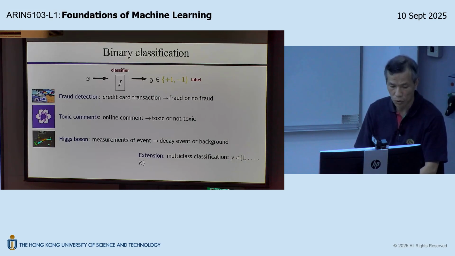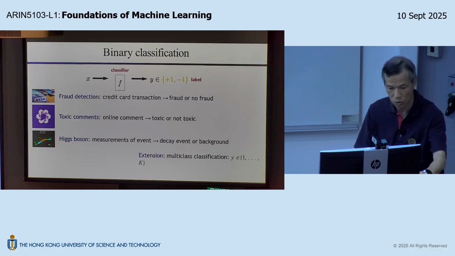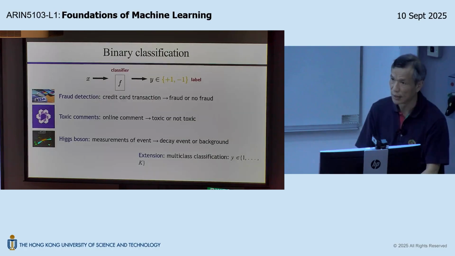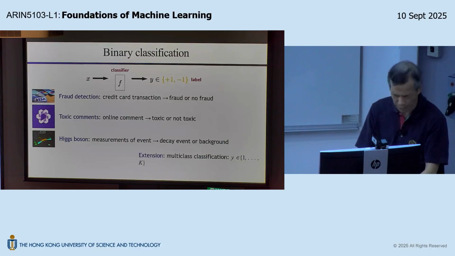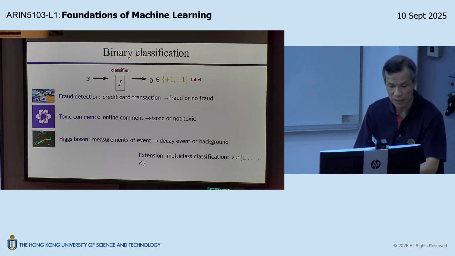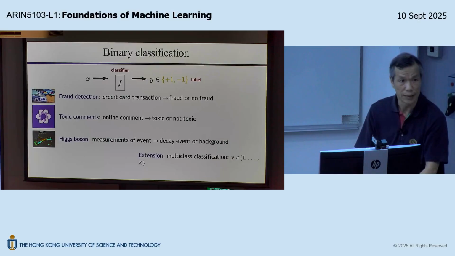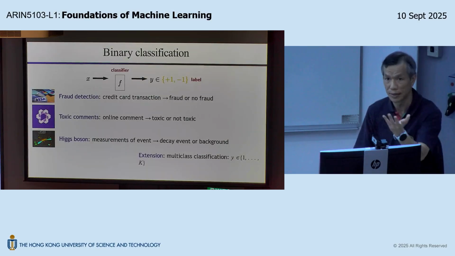Of course, for two classes there are already a lot of applications. Say, for example, you want to look at whether a particular credit card transaction is fraudulent or not. You can also monitor comments on a social network and do sentiment analysis, where the sentiments can be positive or negative. Of course, more generally, you can have more than 2 classes.